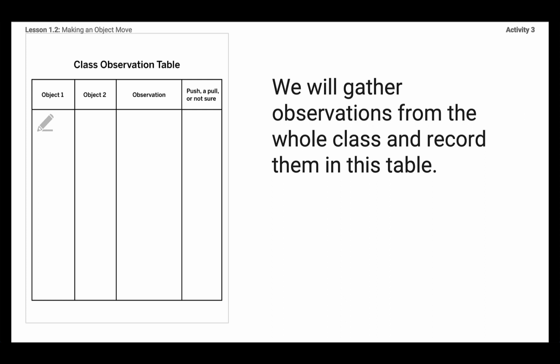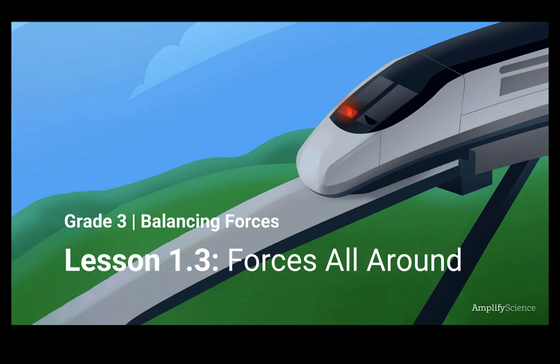So we're completing that class observation table, and the students will recognize there's a pattern, that most of the things that they're manipulating are called touching forces. And then we relate that back to the train, that something must be acting on the train, some kind of force to make it move. But is it a touching force?